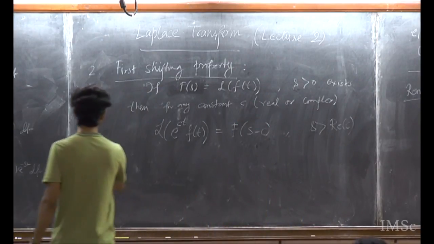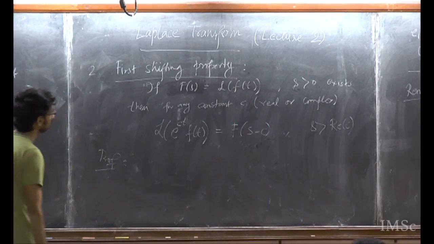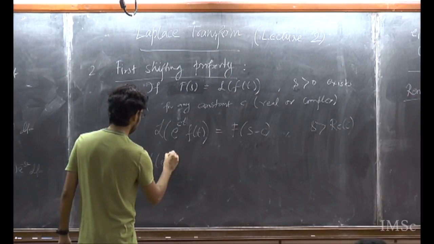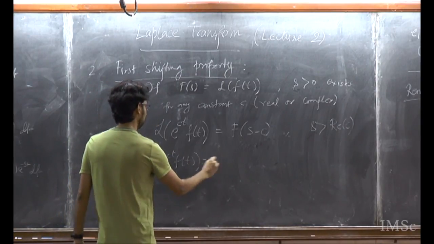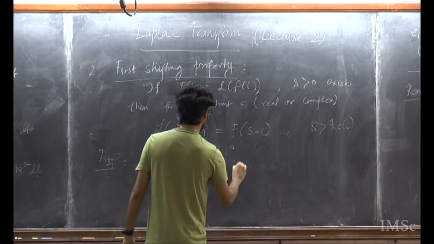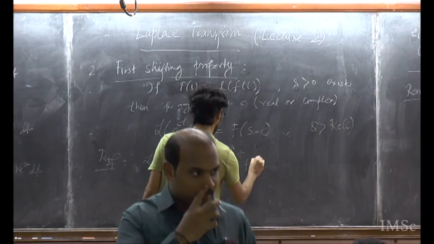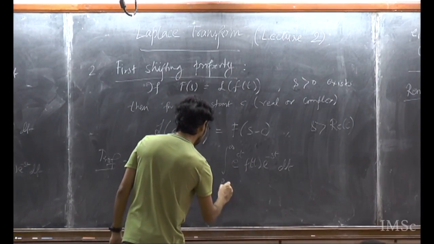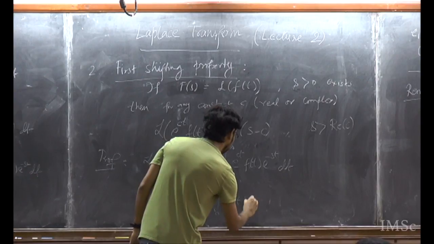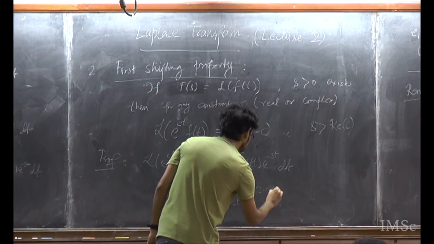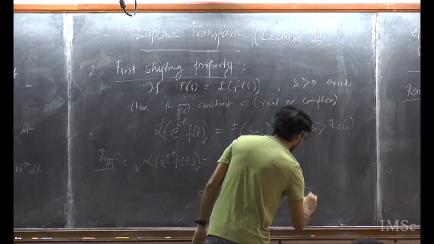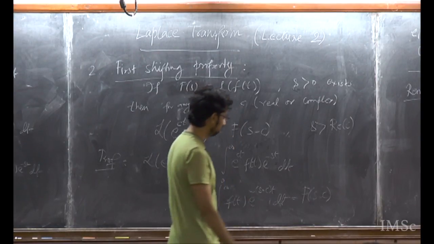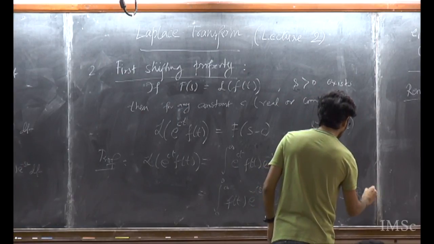Okay, proof. This is a very easy proof. So let's write the Laplace transform of e to the ct times f(t) is equal to the integral from 0 to infinity of e to the ct f(t) e to the minus st dt, which is the integral from 0 to infinity of f(t) e to the minus (s minus c)t dt, and this is F of s minus c. So this is for s greater than the real part of c.